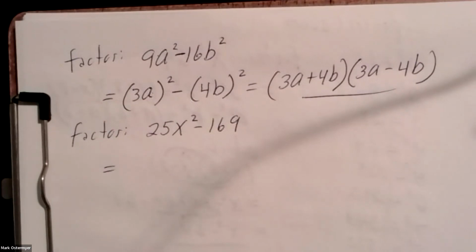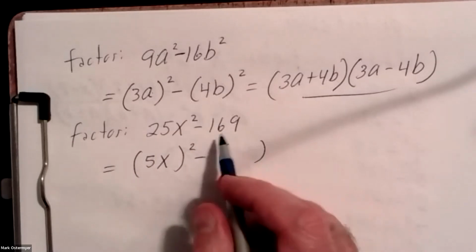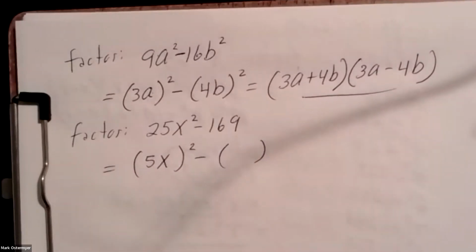That binomial is the difference between what? Maybe perfect squares again? 25x squared. 25x squared is a perfect square of what? 5x. 169 is a perfect square of what? 13.